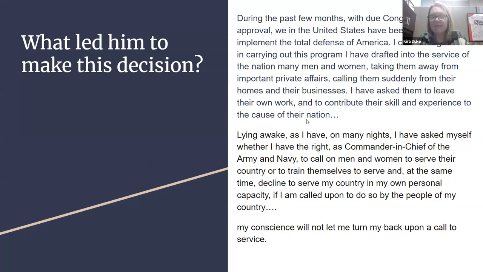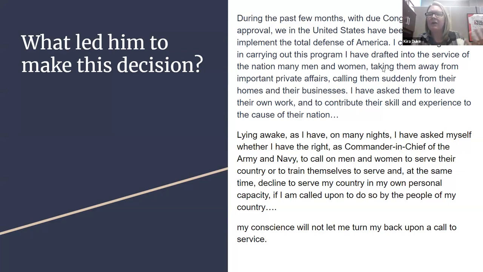So the best thing that we can actually find to get into why he did this is the comments that he made to the Democratic National Convention in 1940. I linked to the full document in the newsletter, but I excerpted a couple of pieces here, and I want us to think about what this tells us about what led him to make this decision. I'm not going to read the full thing. I just want to point out a couple of pieces that he talks about here.